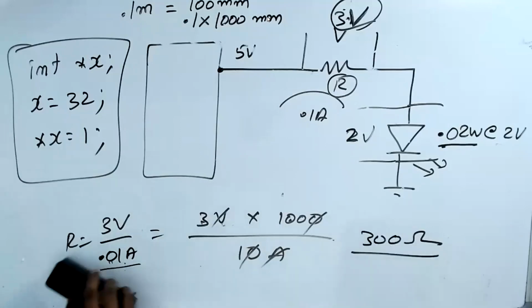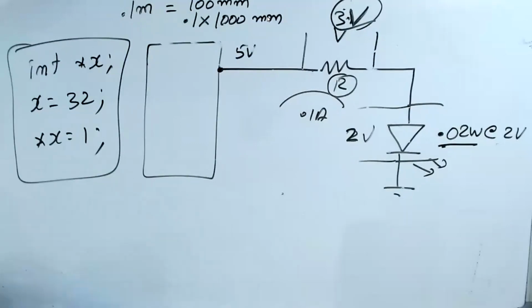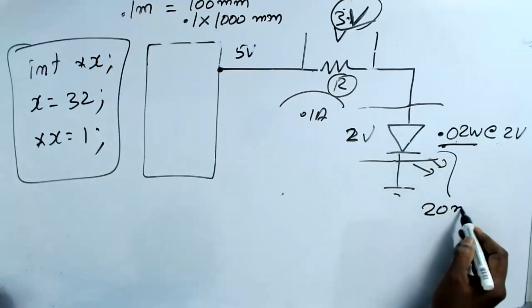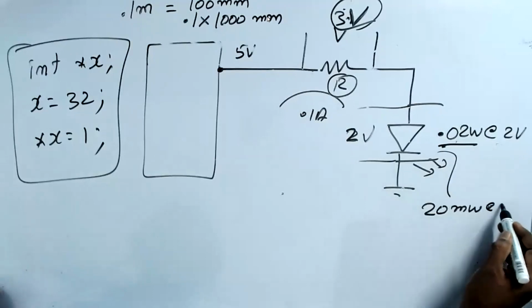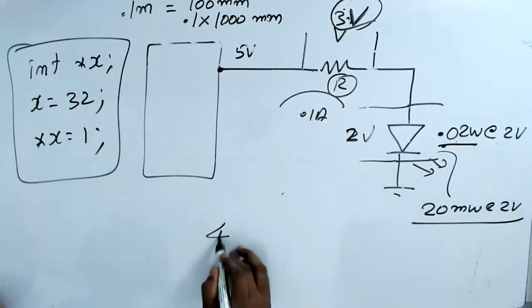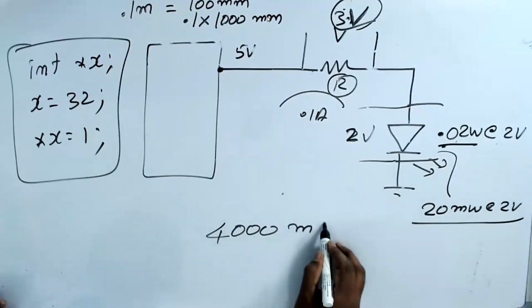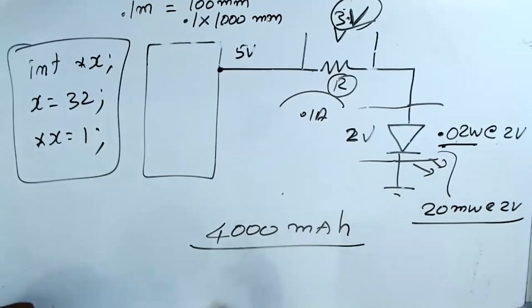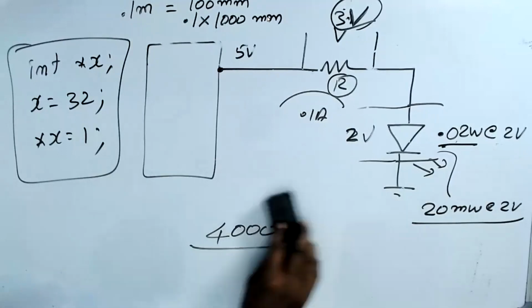Learn to write this thing in milliampere. People don't write like this. People write here 20 milliwatts at 2 volts. That's why if you see a mobile phone, they will say 4000 milliampere hour. They will tell you that. They always write in terms of milliamperes. That is sufficient for electronic devices.